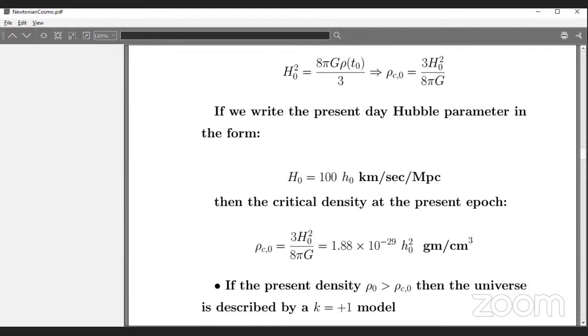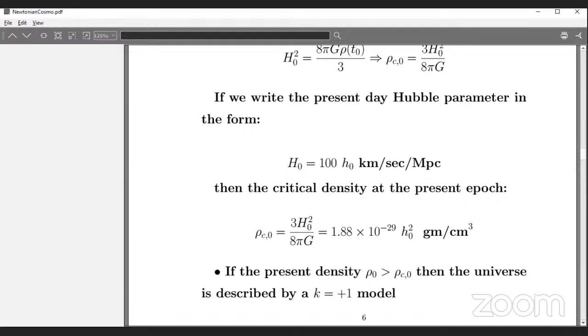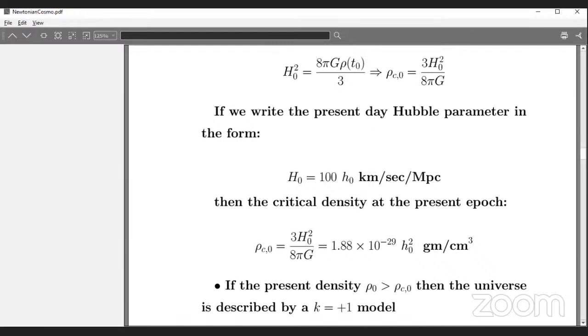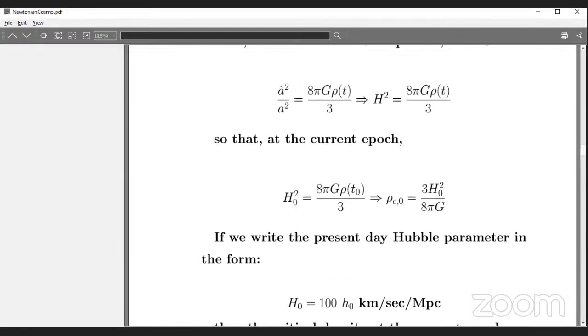In other words, all we have to do is estimate the mass density at the large scale structure of our universe and compare it to this value. And from the comparison, we can find out whether our model of the universe is given by k equal to 0 or k equal to plus 1 or k equal to minus 1. It's obvious that if the density today is greater than the critical density, then the universe must be k equal to plus 1. Why? Because go back to the first FLRW equation.